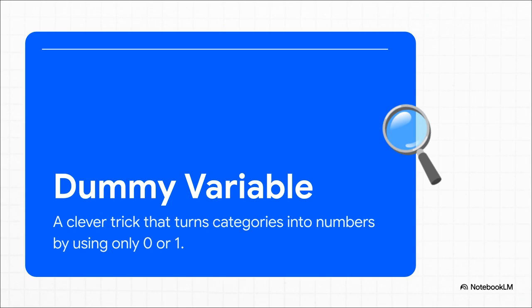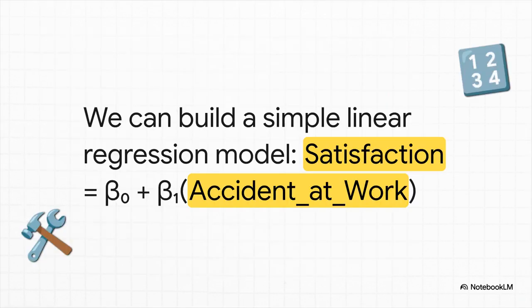So for example, we can just assign a 1 if an accident happened and a 0 if it didn't. Simple as that. And just like that, we can plug this new variable right back into our classic linear equation. So now, satisfaction equals some baseline number, beta 0, plus another number, beta 1, multiplied by our new accident at work variable. Let's break down what that actually does.